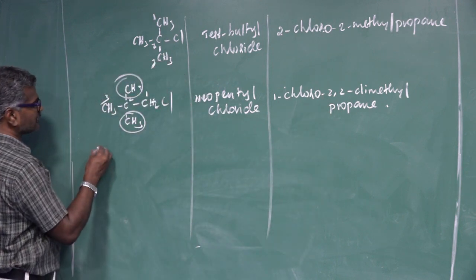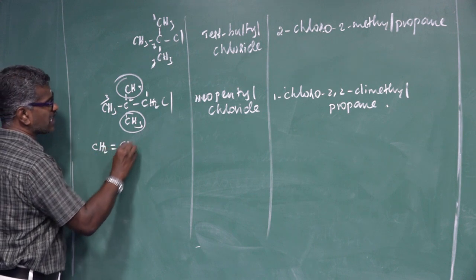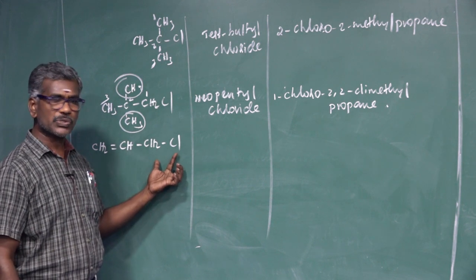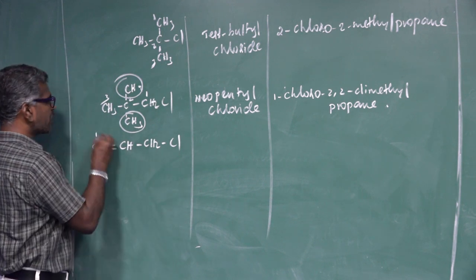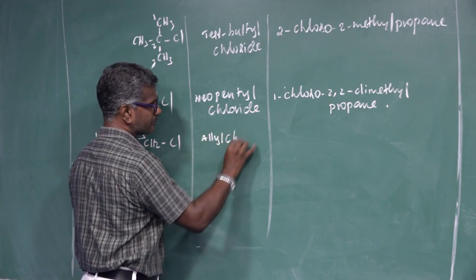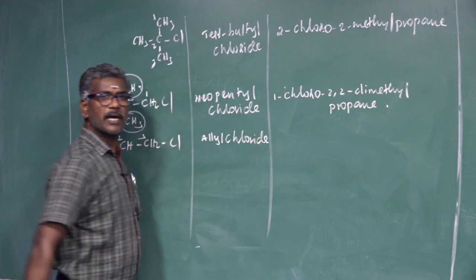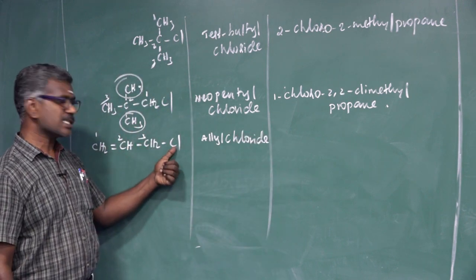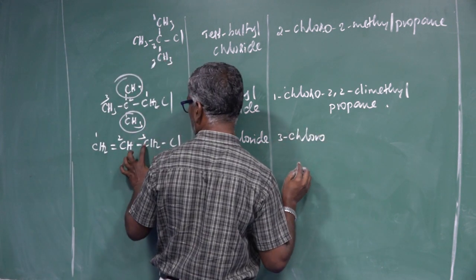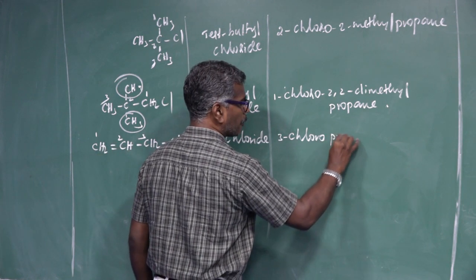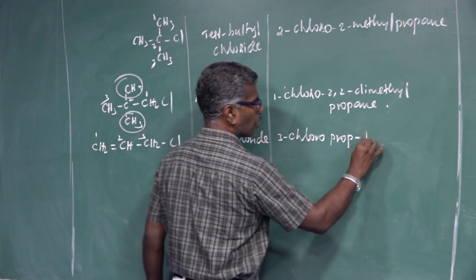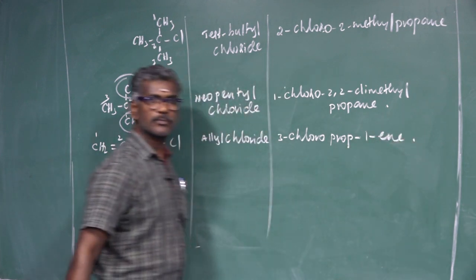Another compound: CH2 double bond CH, CH2 Cl. This is an unsaturated compound. How to give the number? 1, 2, 3. The common name is allyl chloride. IUPAC: in the third position there is a functional group, 3 chloro. Totally 3 carbon atoms, so prop. What is the position of this double bond? First position, 1-ene.